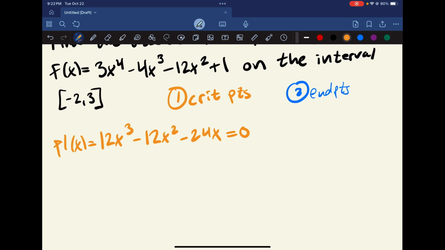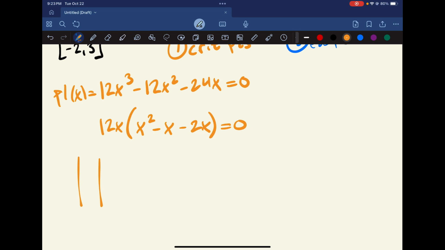So we'd factor a 12 out. Sorry, we'd factor a 12x out. So then this would be x squared minus x minus 2 equals 0. So we could factor that.